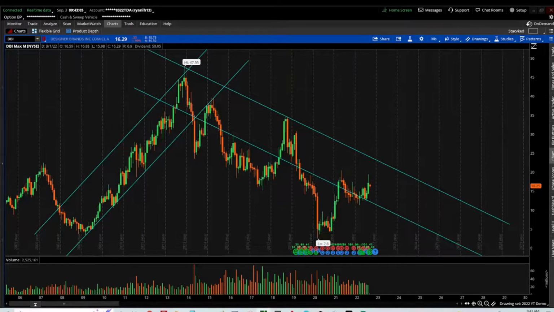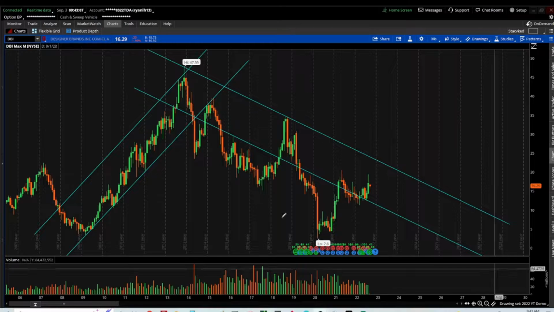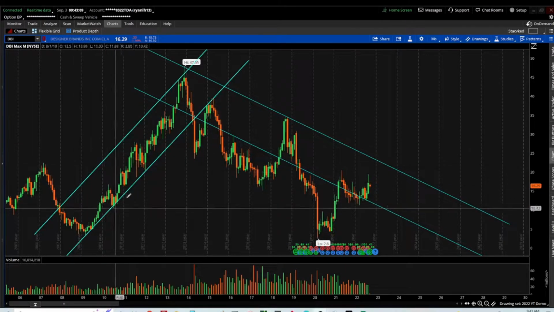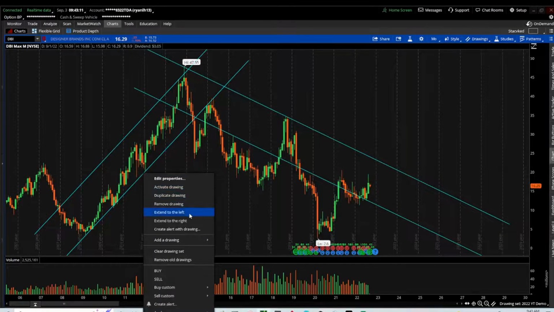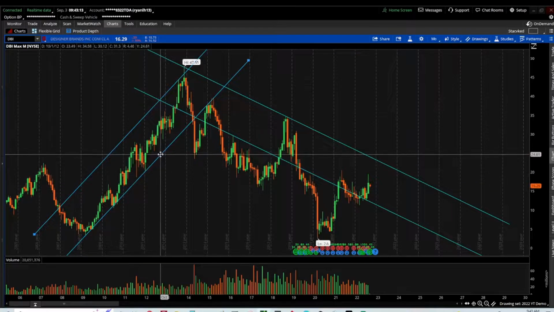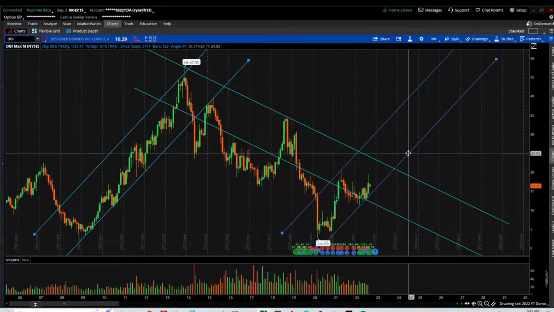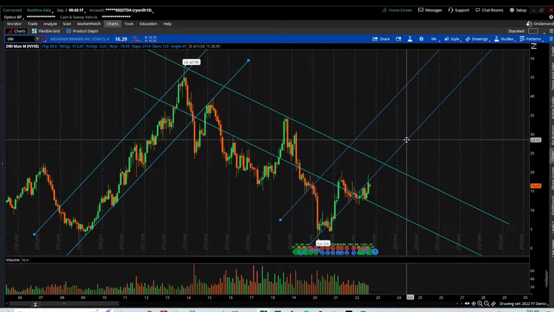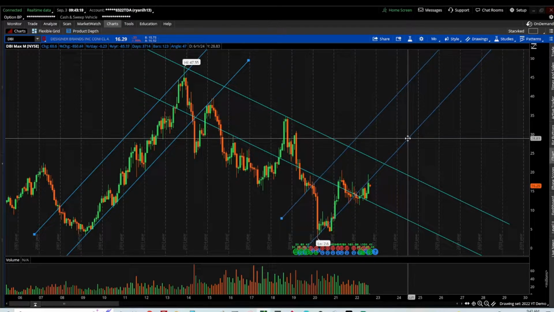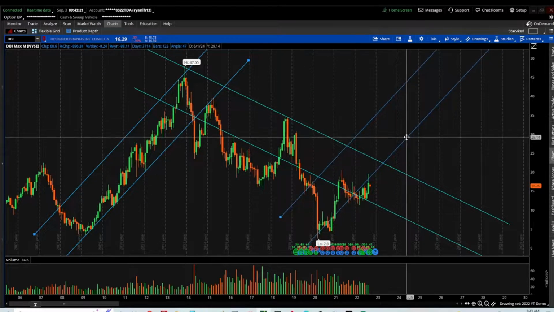And what we want to do now is basically see if we can fit if history repeats itself. So we're going to duplicate this drawing and we're going to bring it right about, I like it right there. I like it right here.